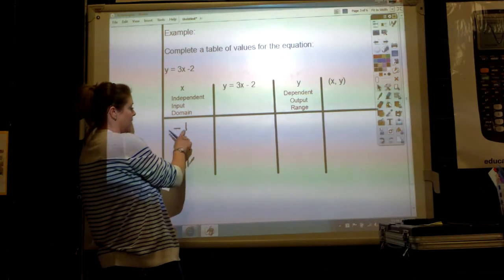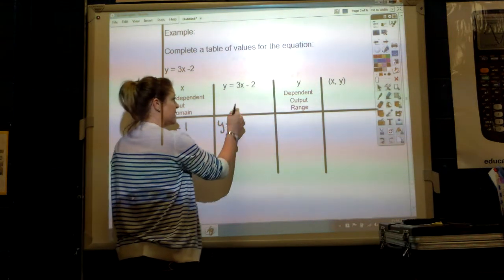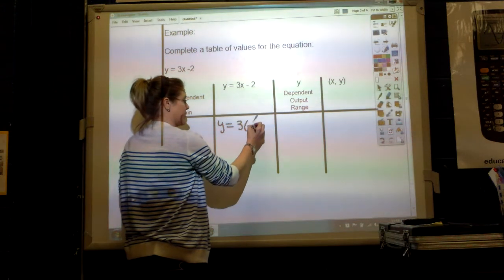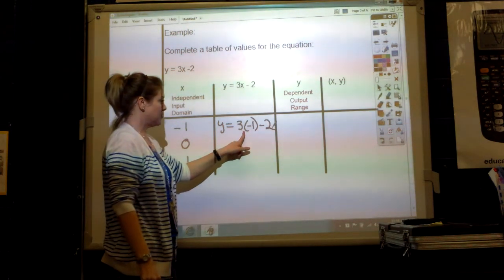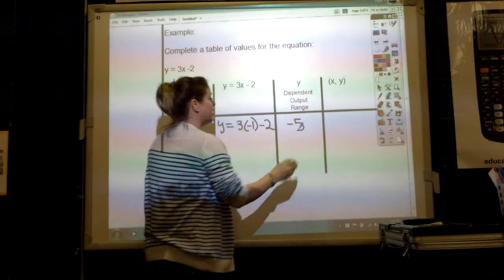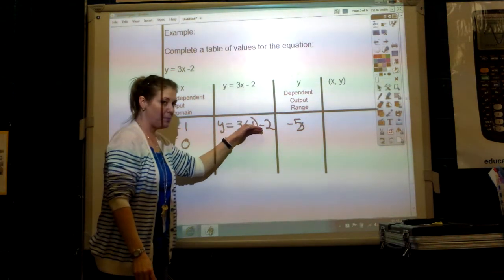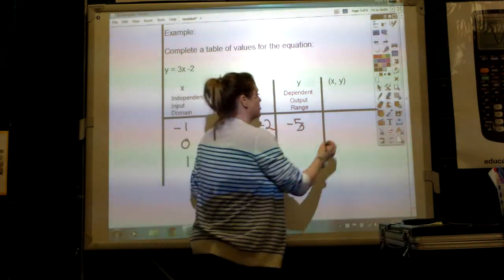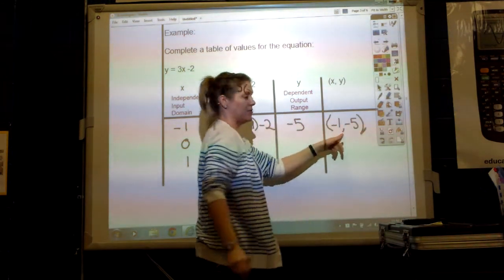So for instance, let's do the negative 1 in for x. Instead of y equals 3 times x minus 2, we're now going to do 3 times negative 1 minus 2. So that gives us negative 3 minus 2, which is a negative 5. So when our input number is a negative 1, we're going to input it so we get an output of negative 5. So that gives us an ordered pair.